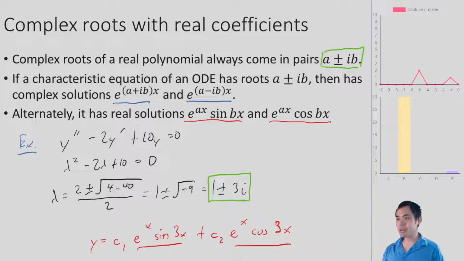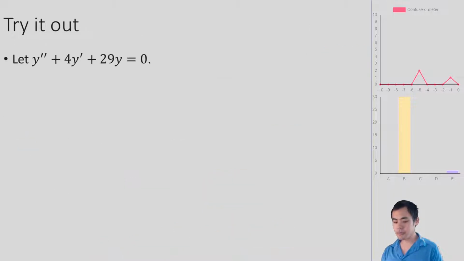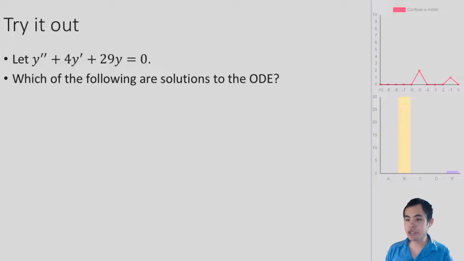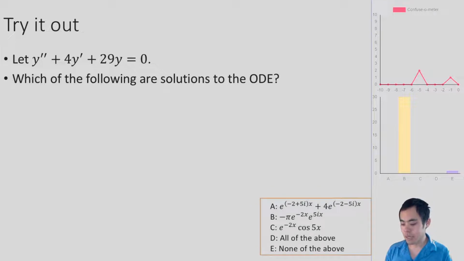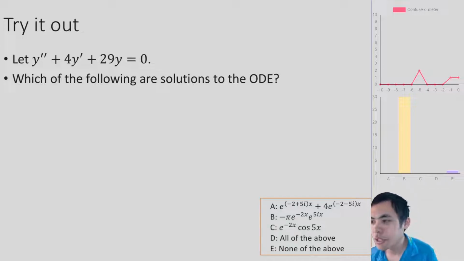Okay, so let's try this out. Let y double prime plus 4y prime plus 29y equal 0. Which of the following are solutions to the ODE? And I have a couple different solutions here.